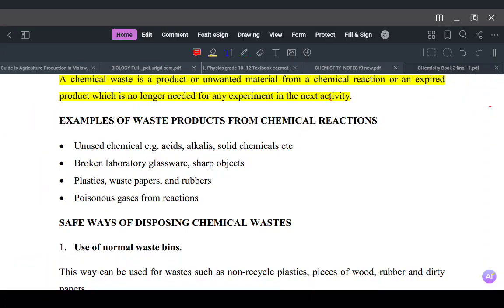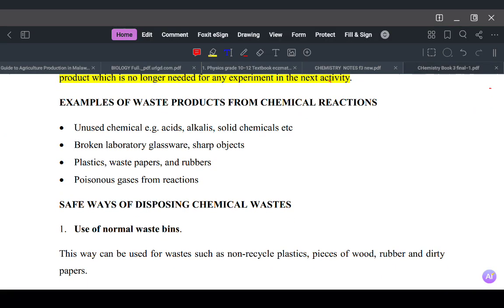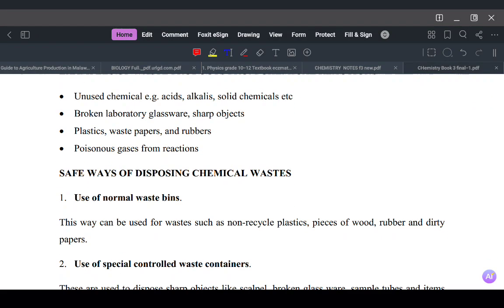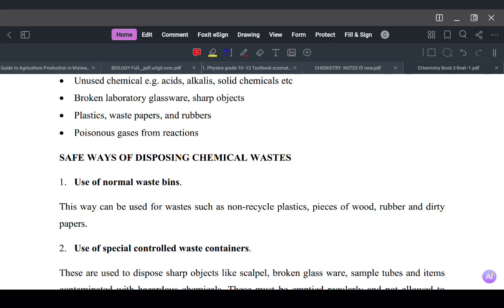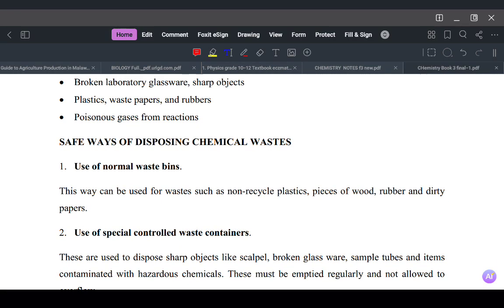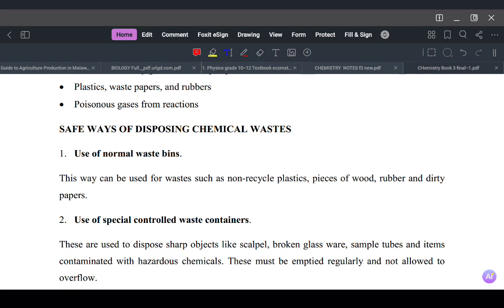So what are the different ways of disposing chemical waste? For each type of waste generated, there must be a proper way to get rid of it. These are called safe ways of disposing chemical waste.